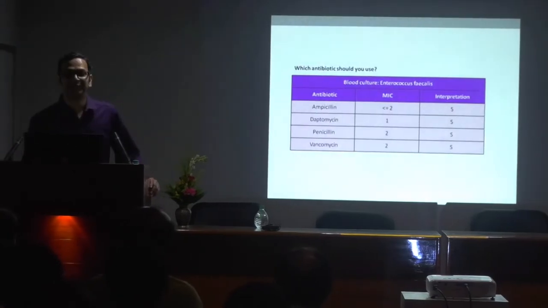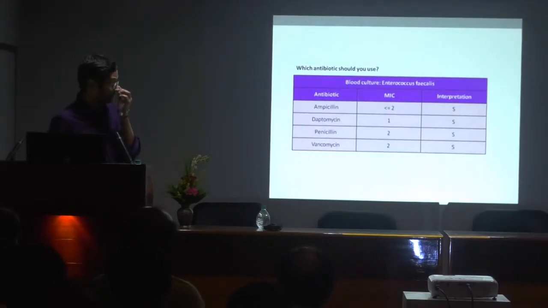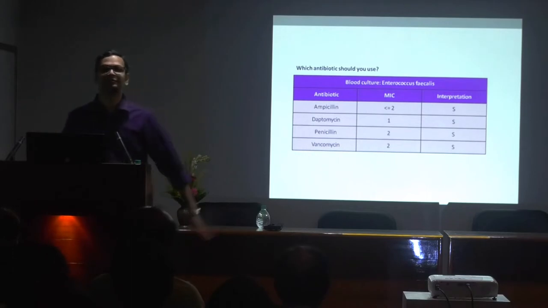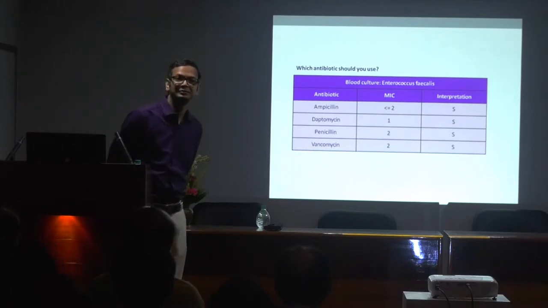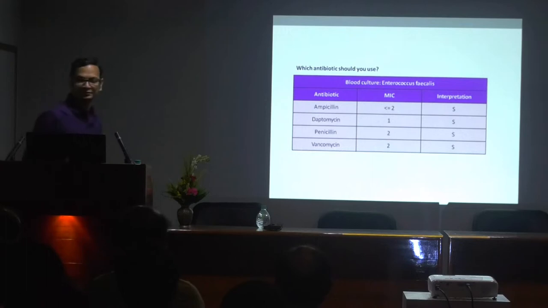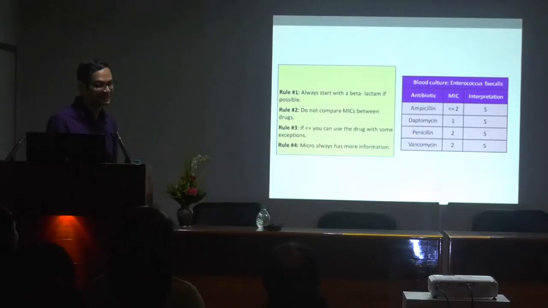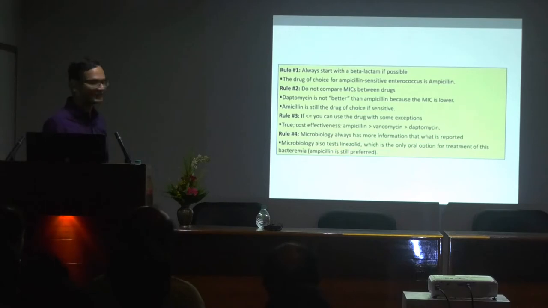Rule 4: microbiology has got always more information. So you have to have a good liaison with a microbiologist, believe me. So, blood culture again. Enterococcus faecalis, everything sensitive. Choice. Excellent. Why ampicillin? Less than or equal to. Rule 1, always start with beta-lactam if possible. Do not compare MIC between drugs. Less than or equal to, can use it.